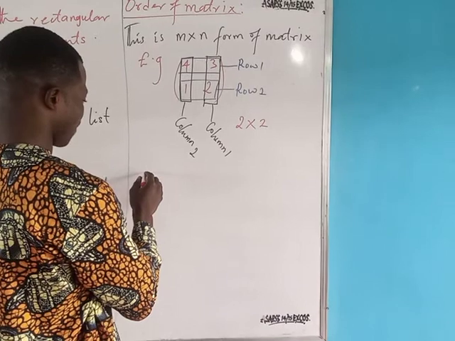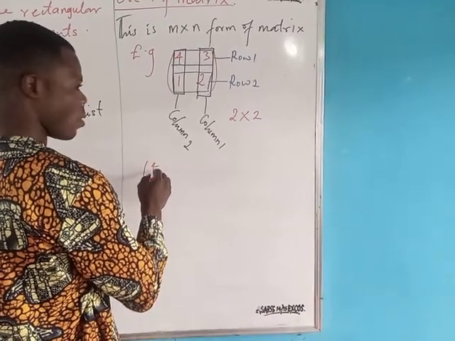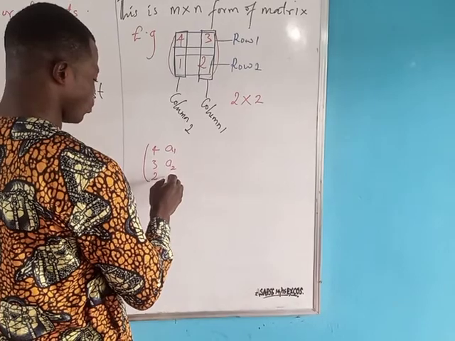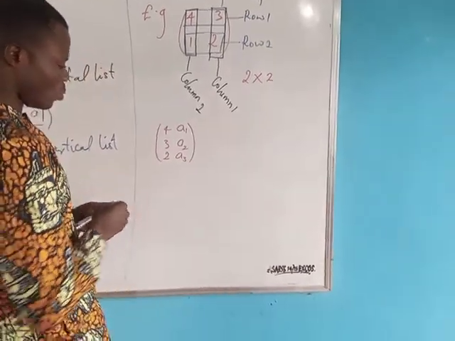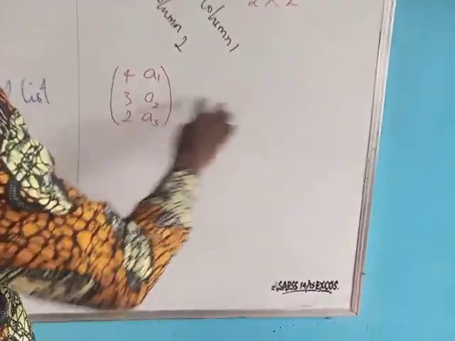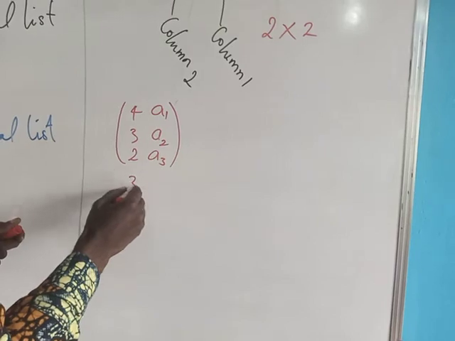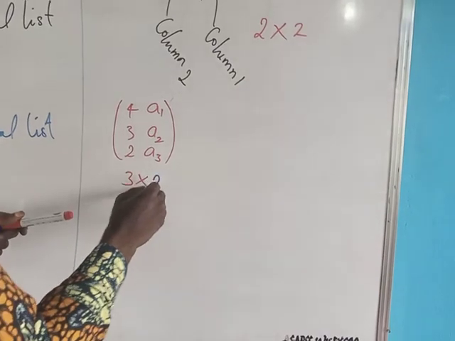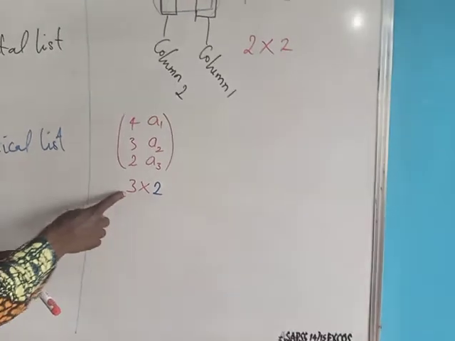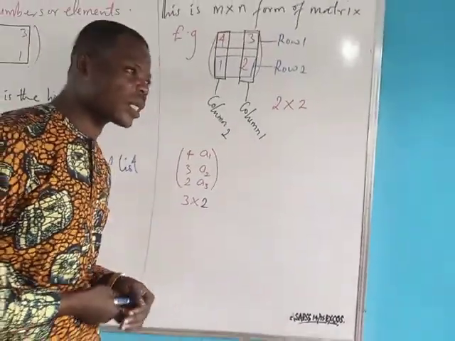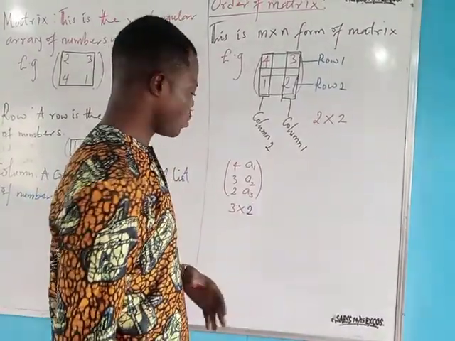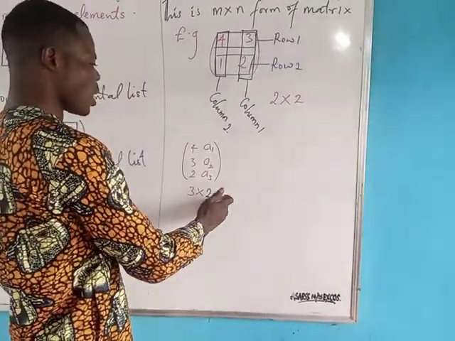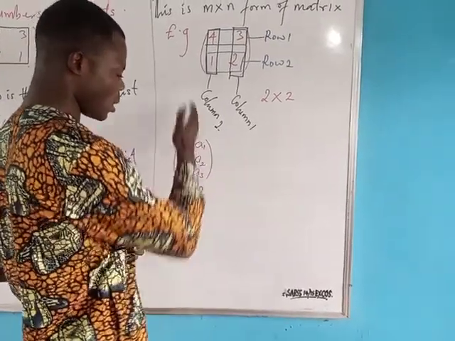You can also have this, 4, 3, 2, A1, A2, A3. So this matrix now has 1, 2, 3. It has 3 rows, by how many columns? It has 2 columns. So the order of this matrix is 3 by 2 matrix. It's just as if you are taking the length and breadth of a rectangle. So here you are considering the height and the length, the vertical and the horizontal.